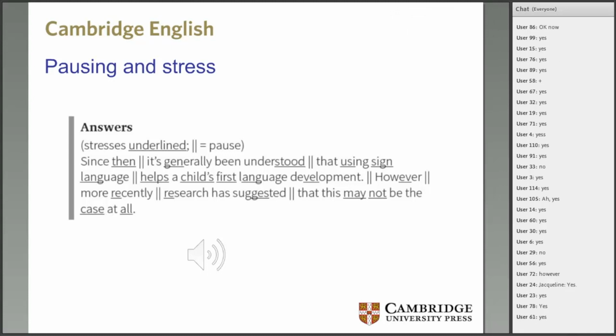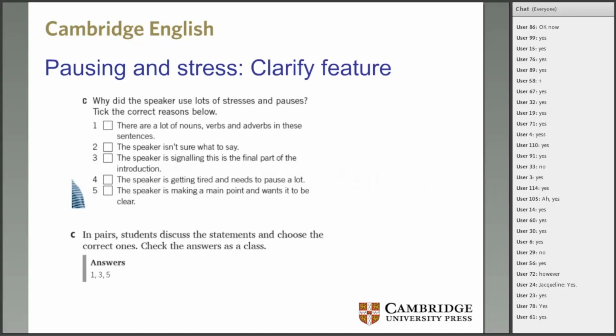Great. A lot more yeses this time, so that's good. You could hear it. So as I said, these are the answers here, and then we move on to a task where the feature is clarified. If you look at exercise C, the students have to look at these different options, the 5 different options, and decide why the speaker uses a lot of stresses and pauses, because as you probably will have noticed, there are quite a few pauses and quite a lot of stresses in those two sentences.